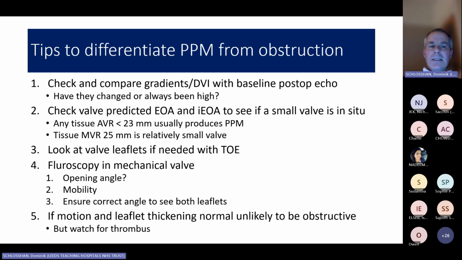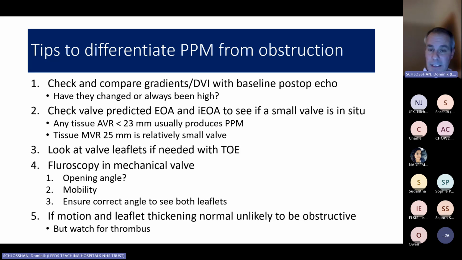I think it's really important to look at gradients, and look at the baseline postoperative echo. So any prosthetic valve assessment you do, you have to make the time. I know everybody's busy, but you have to make time to compare it with the baseline echo, because otherwise it's very difficult to come to a conclusion.